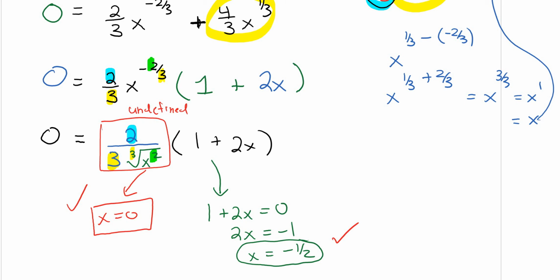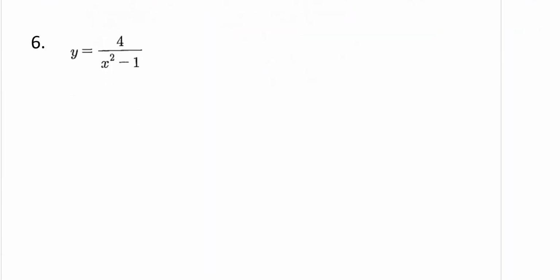Okay, let's move on to the next question, question number 6. I have a rational function here, and once again I want to find the critical numbers, and that's when the derivative equals 0. So let's go ahead and take the derivative here. This is y prime equals, and we're going to use the quotient rule here.